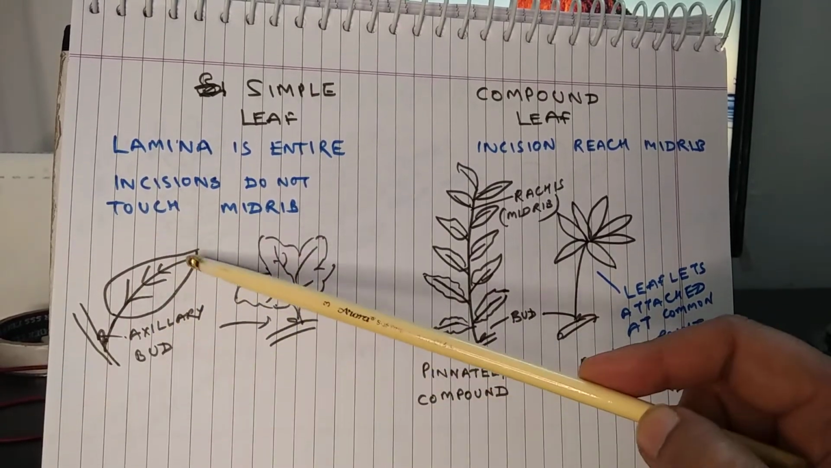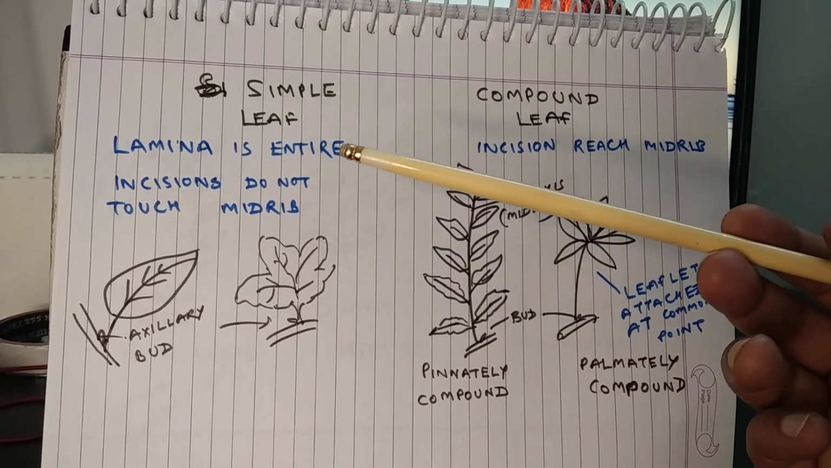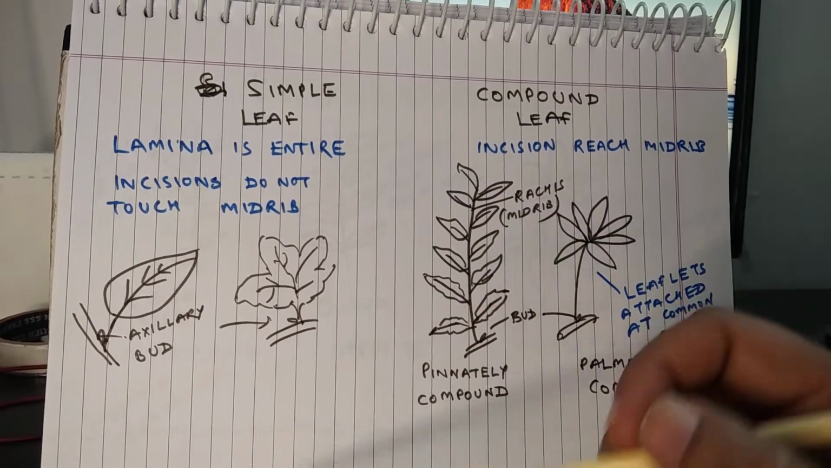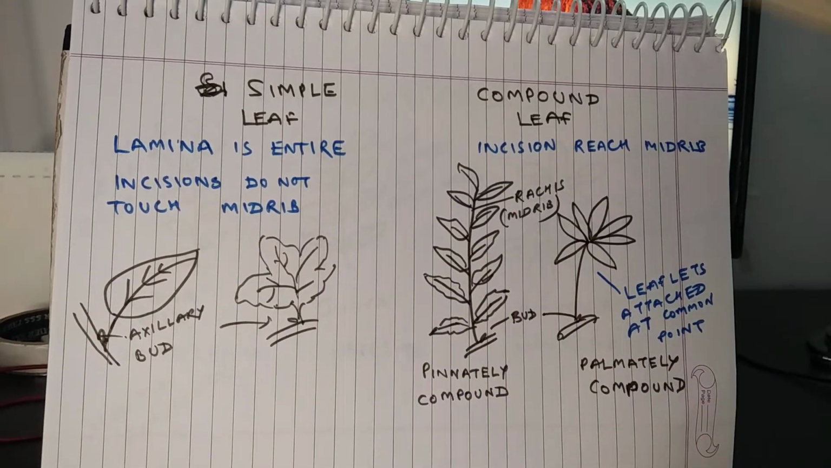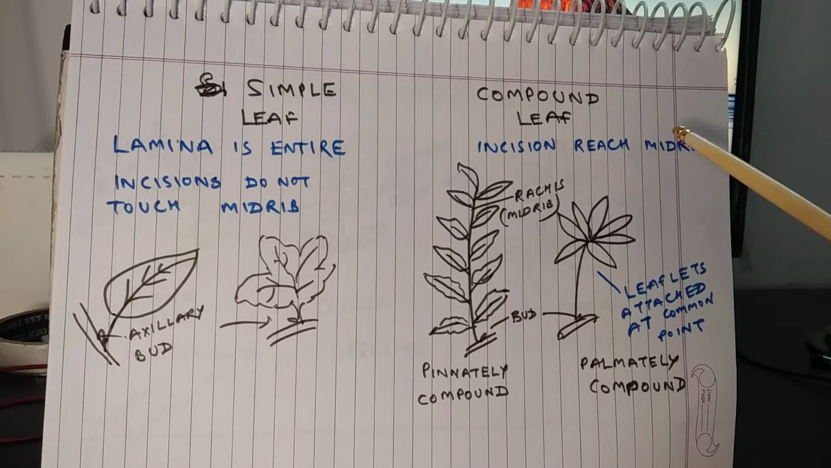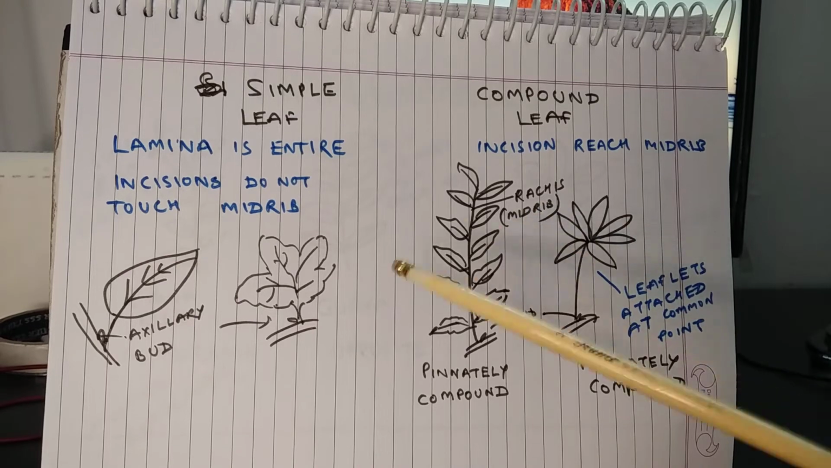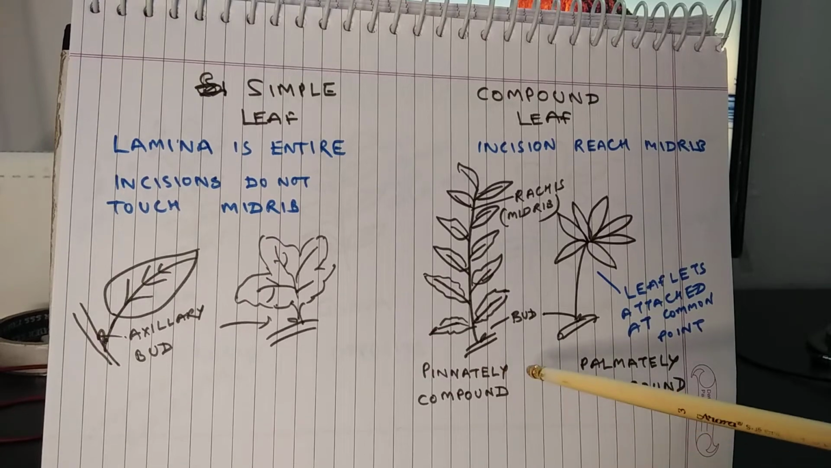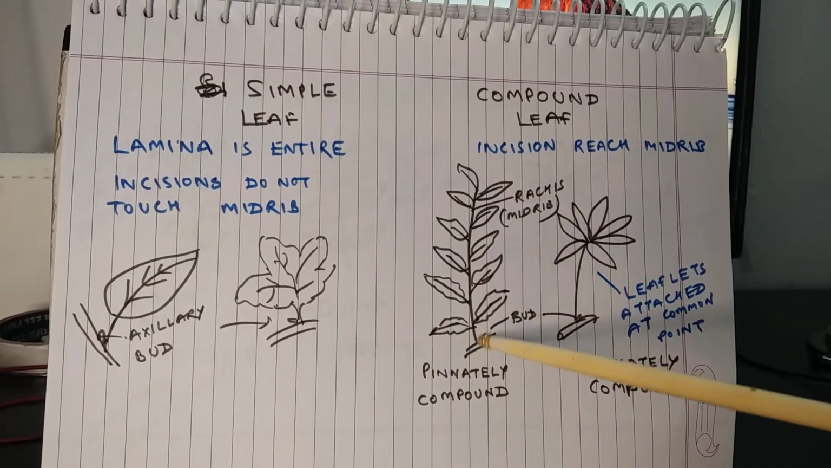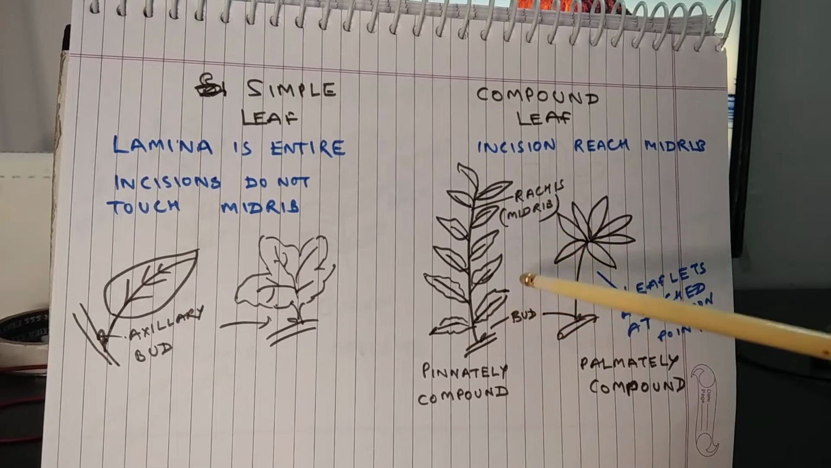In this case, there are incisions or cuts on the leaf blade, but these incisions do not reach the midrib. For example, the leaves of grapes or maple leaves are examples of simple leaf with some incision. Now, in case of compound leaf, the incisions reach the midrib. So, instead of a single leaf, you will observe many leaflets. For example, this is the diagram of leaf of neem.